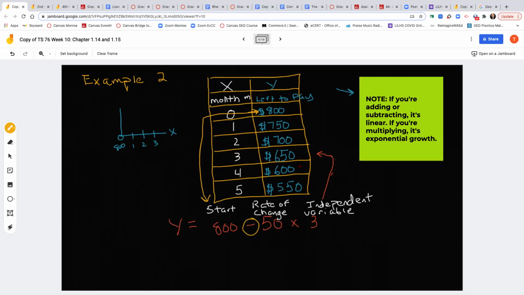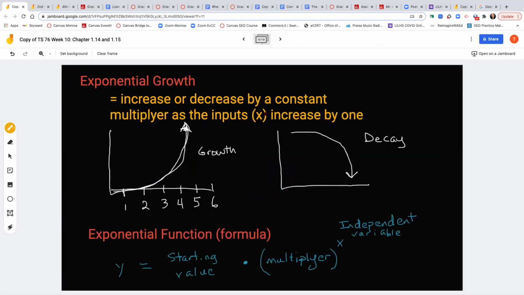All right, so this is linear growth. Let's go on now and talk about geometric. Again, linear, it's in a line, and we're adding or subtracting the same amount each time. It's plus or minus the same amount each time. We're not multiplying. So this is linear growth. Let's move on to geometric, excuse me, exponential growth.